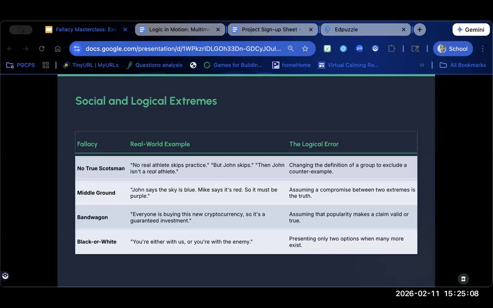And then we have the black or white fallacy, whereas a person presents to you only two options but ignores that many more exist. So, for instance, if someone says to you, hey, what type of pizza do you like? And you tell them sausage, and they say, no, you can only like pepperoni or pineapple. When we know that there are options such as sausage and meat lovers and chicken and barbecue chicken and so forth. There's so many different options.